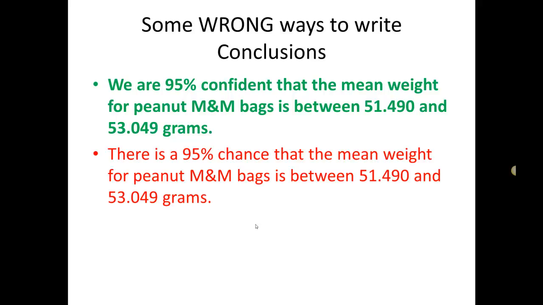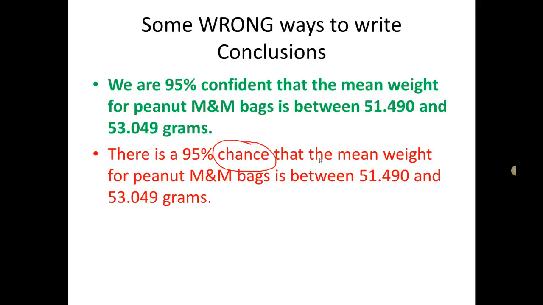So here's a wrong way. You could say there is a 95% chance that the mean weight for peanut M&M bags is between 51.49 and 53.049. What makes this one wrong is this word chance. Once we've collected the data and calculated the interval, there's no more probability associated with it. We can't use words like chance or probability with a confidence interval that's already been computed.